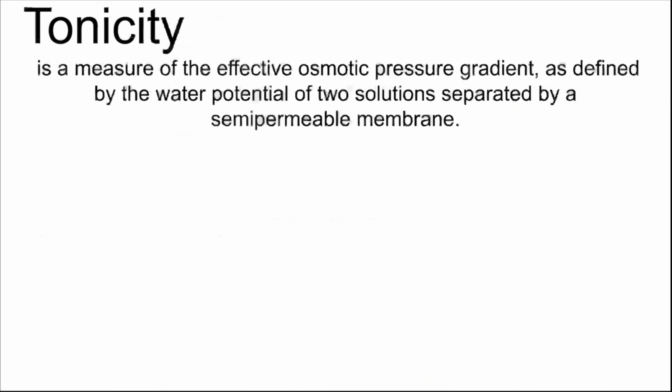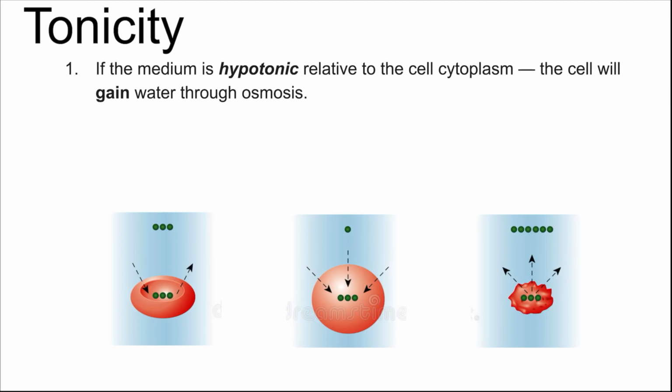Tonicity is a measure of the effective osmotic pressure gradient, as defined by the water potential of two solutions separated by a semi-permeable membrane. If a medium is hypotonic relative to the cell, the cell will gain water through osmosis. This happens when the concentration of molecules is higher inside of the cell than outside. The effect on the cell is that the cell expands. Another way to remember this is that it expands like a hippo.